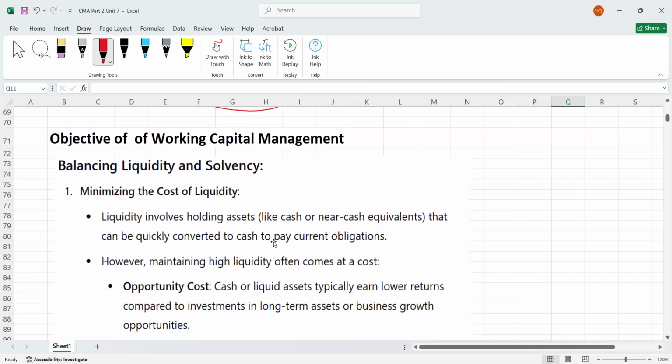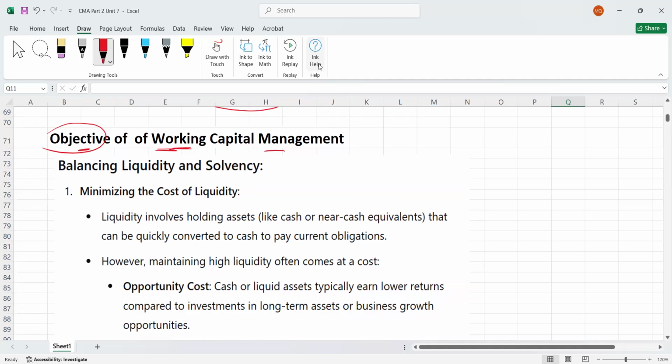Now we need to understand the objective of working capital management. Why do we need to manage it? It's called working capital management because we manage our receivables, cash and inventory in the current assets, and in the current liabilities we manage our payables. The management of these items is called working capital management. Please remember, when we manage our working capital there are certain objectives we need to understand. So what is the objective of working capital management?